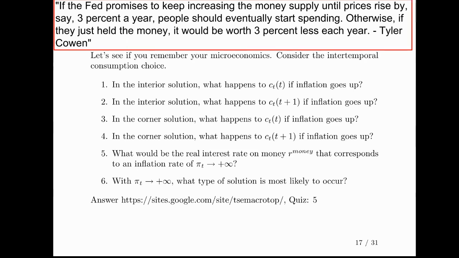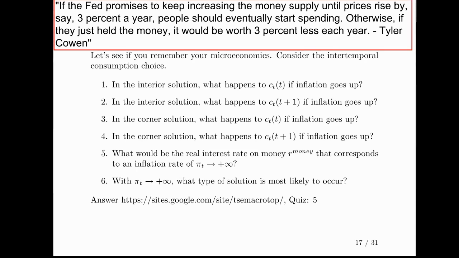But here, what is he saying? He's saying basically, if we increase inflation, then people will start spending more right now. Otherwise, if they just hold on to their money, then their money will lose value as time goes on. So they will be incited to spend it now.